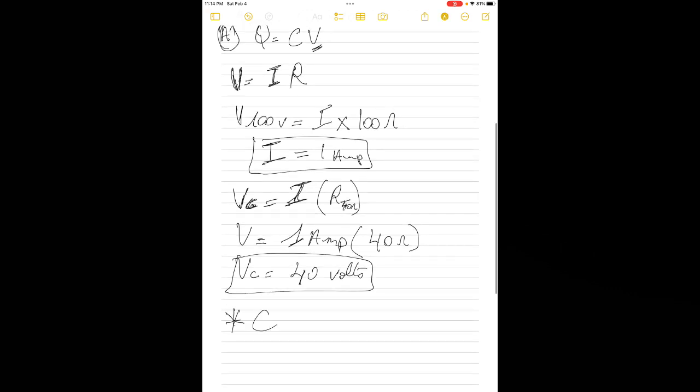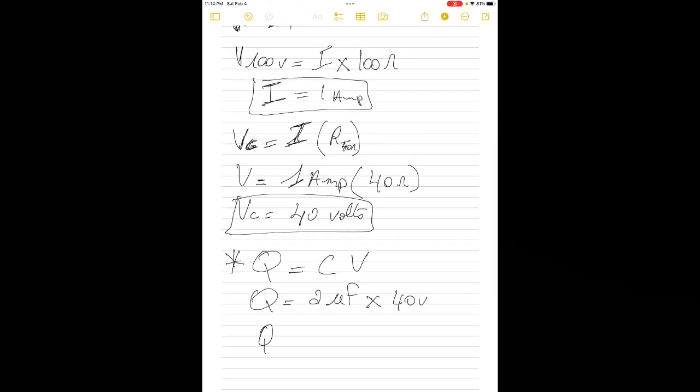And then we know that the charge is going to equal capacitance multiplied by voltage. And the capacitance is 2 microfarad multiplied by 40 volts. So the charge is going to be equal to 8 times 10 to the minus 5 coulomb.